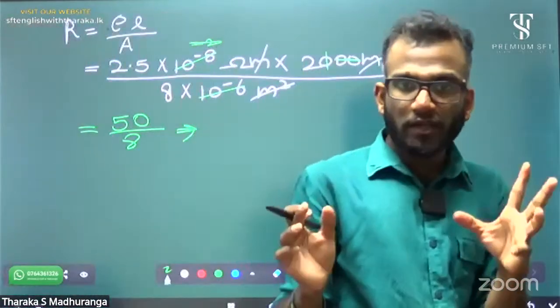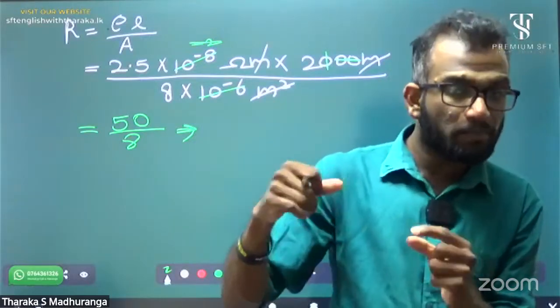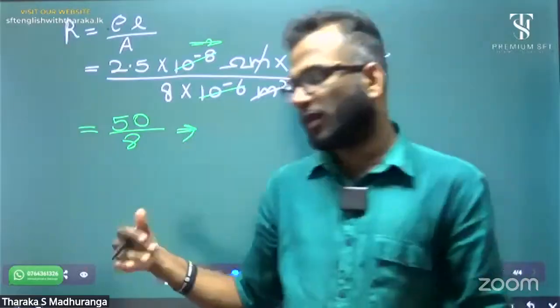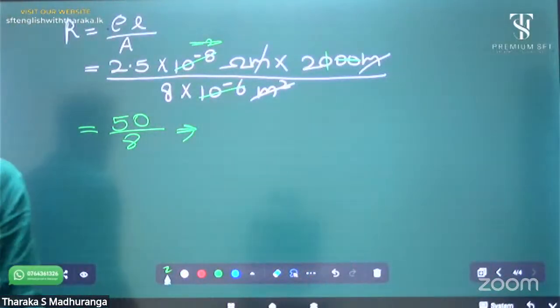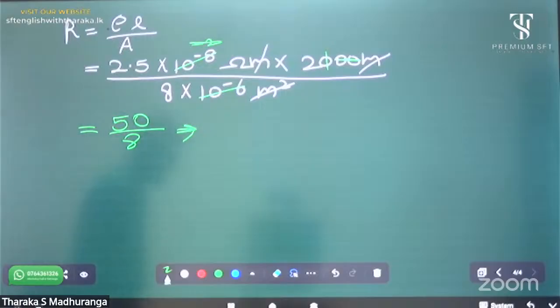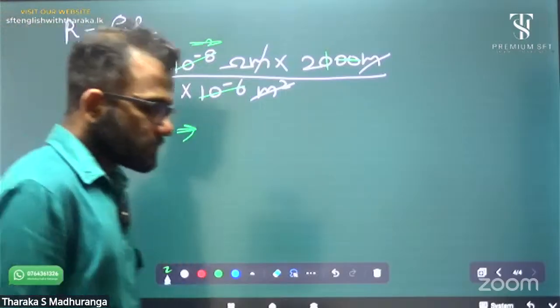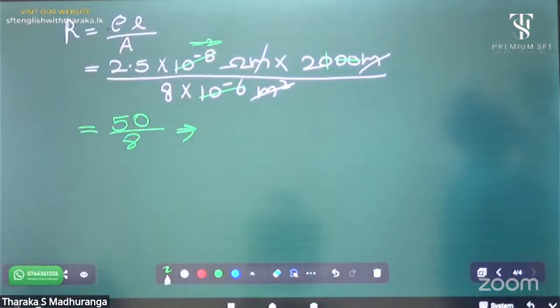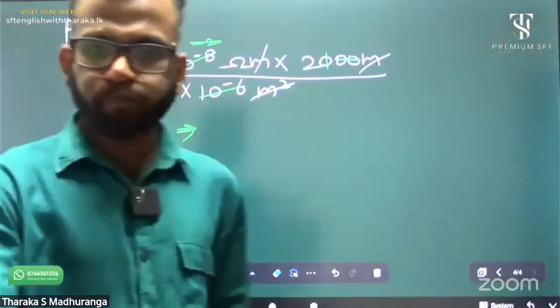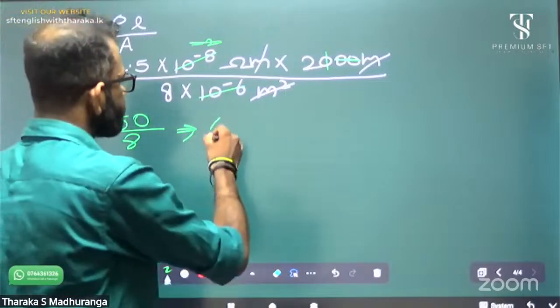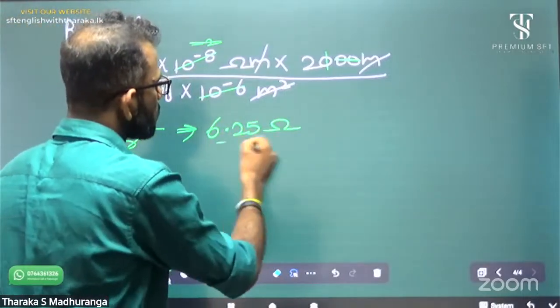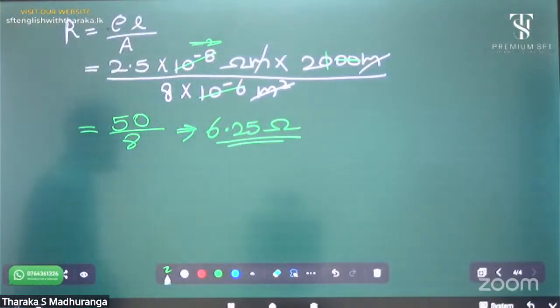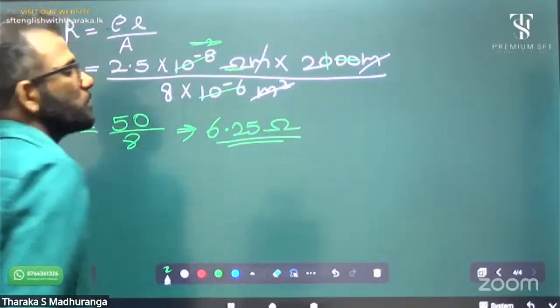If you can't understand my calculations and cancelling, you can use a calculator, no issue, you have access to it. 50 over 8, what's that? 6.25 ohm. 6.25 ohm.